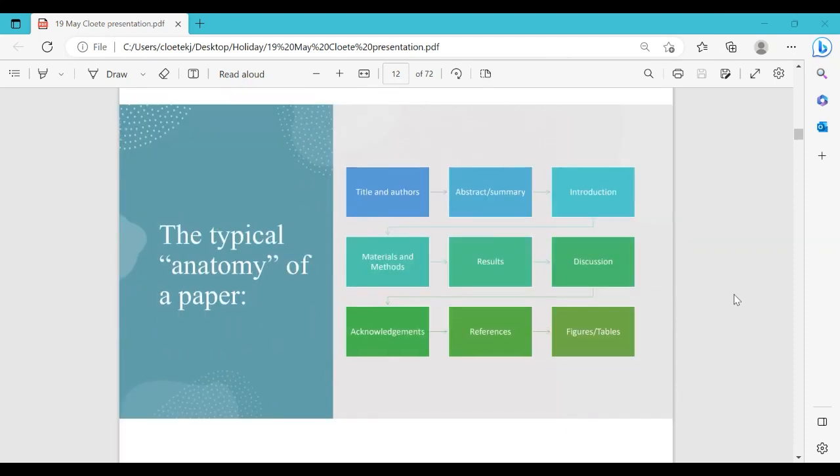Now, when we read, we also need to understand the structure of a journal article, and I'm referring now not to the review, but to the academic research paper that contains original research. This type of paper will have your title, your authors, their affiliations, their contact details, and keywords. They will have an abstract. They will have an introduction, materials and methods, results, a discussion, acknowledgements, and there will be references, and there will be figures and tables.